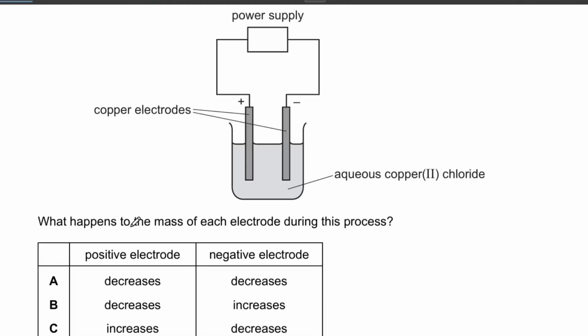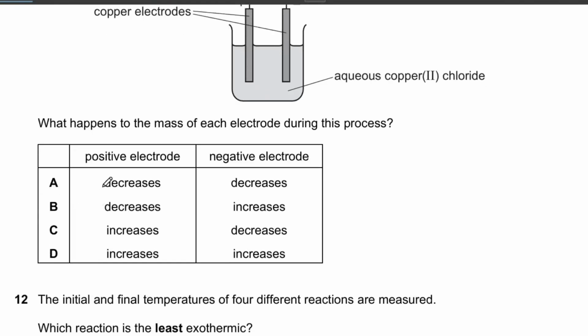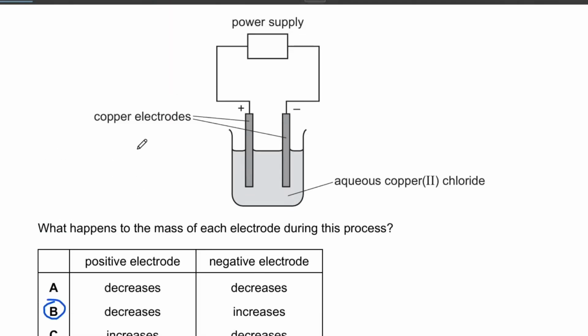So let's look at our options. Option A, positive electrode decreases. Yes, the answer is between A and B. Positive electrode decreases, then the negative electrode increases. So the answer is B. Because the copper electrode is not inert, it participates in the electrolysis. Positive copper ions will move to the negative electrode, therefore decreasing the size of the positive electrode and increasing the size of the negative electrode.